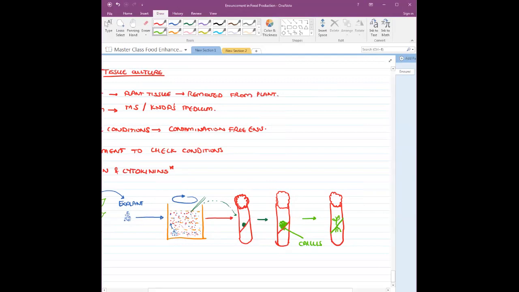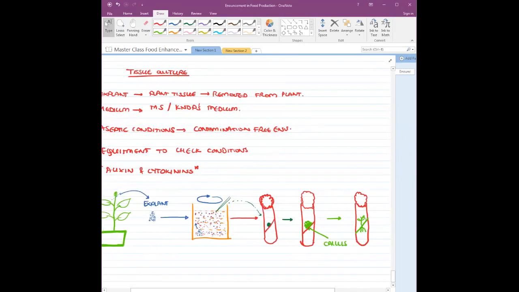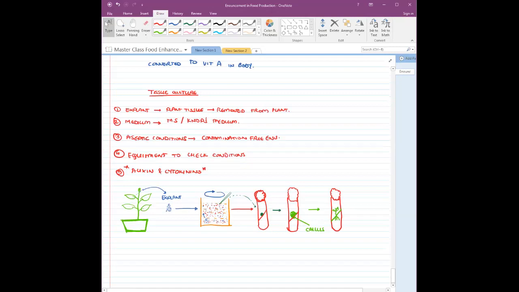So guys, this is our entire tissue culture technique. Everybody is okay with this? First, go through this, just see if you have understood this part. The same thing we are going to do in suspension culture also. I will talk about what suspension culture is.